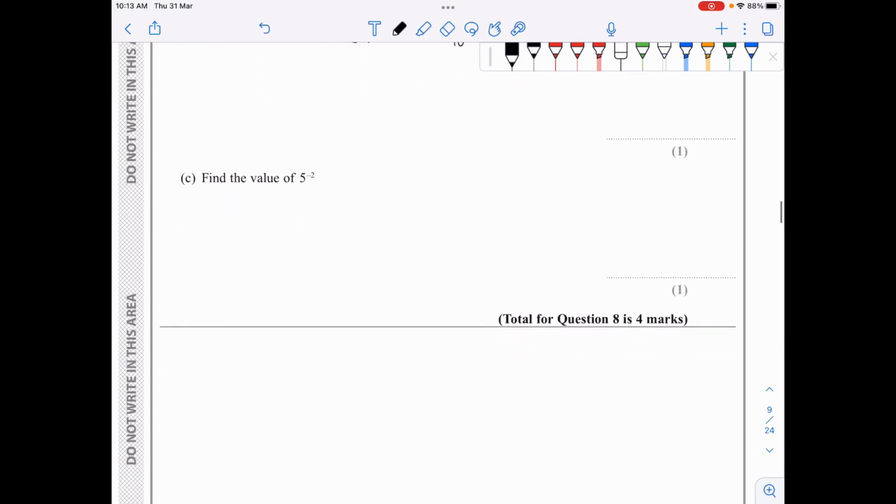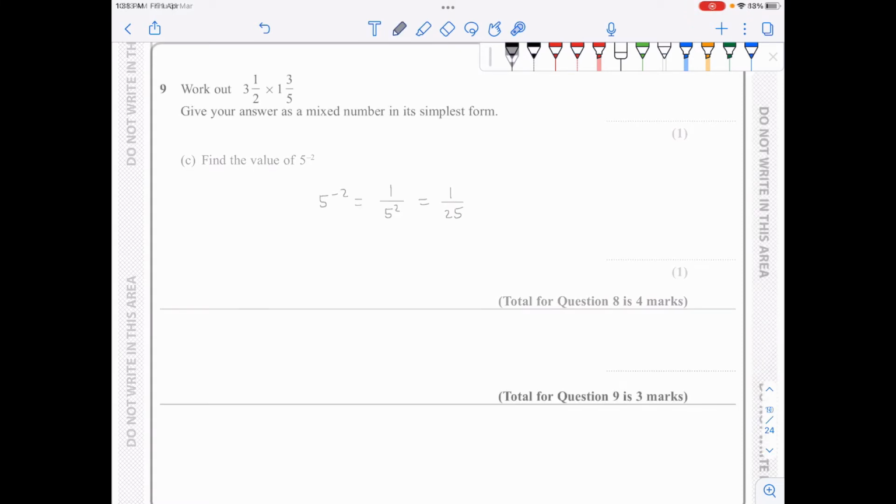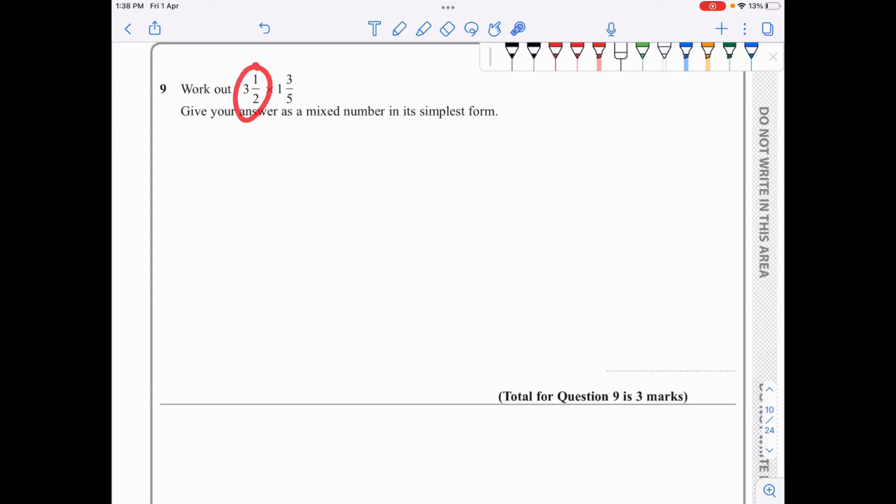In part C, find the value of 5 to the minus 2. Well, I will start by consuming the negative sign by writing this as 1 over 5 squared, which is 1 over 25. In question 9, we need to work out 3.5 times 1 and 3 over 5. So I will start by expressing 3.5 as 7 over 2 and 1 and 3 over 5 as 8 over 5. Now the 2 with the 8 simplify, leaving a 4 in the numerator. And then 7 times 4 is 28 over 5, which is equal to 5 and 3 over 5.